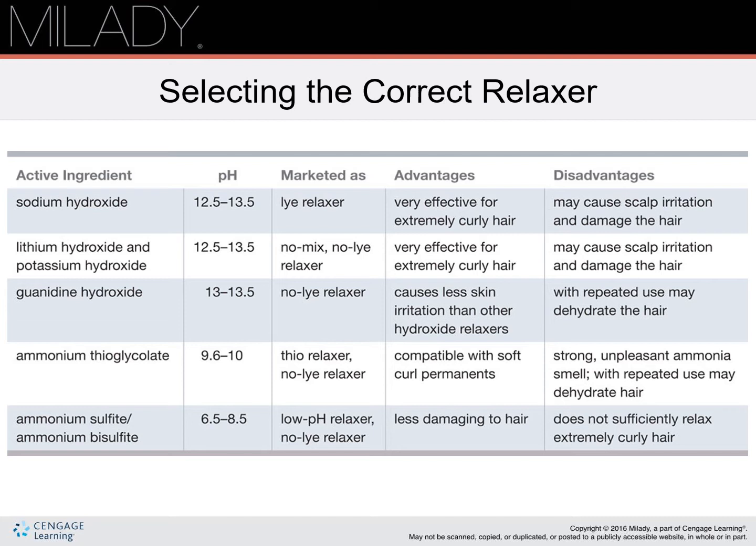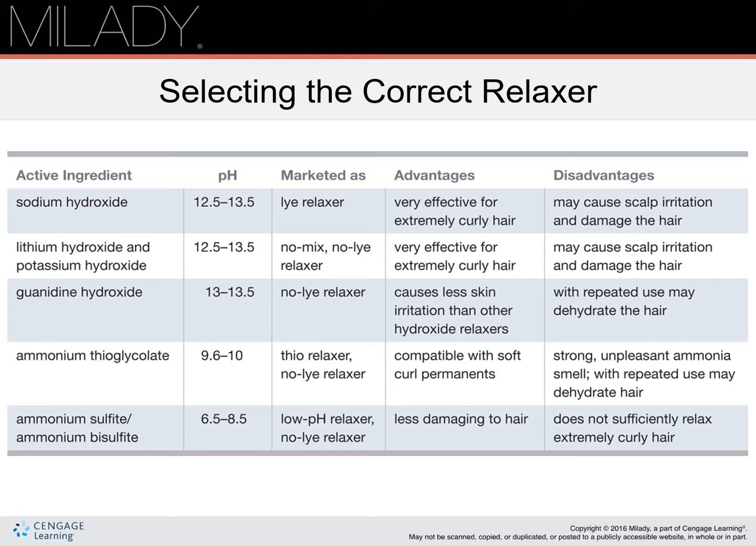You have ammonium thioglycolate, which is the same thing used in permanent waving. The pH is 9.6 to 10. It is marketed as a Theo relaxer, a no-lye relaxer. It is compatible with soft curl permanents. A strong, unpleasant ammonia smell is given out. With repeated use, it also may dehydrate the hair.